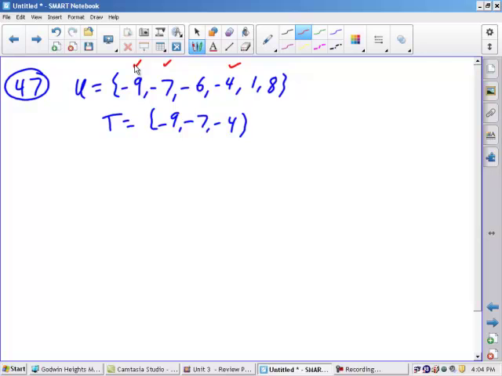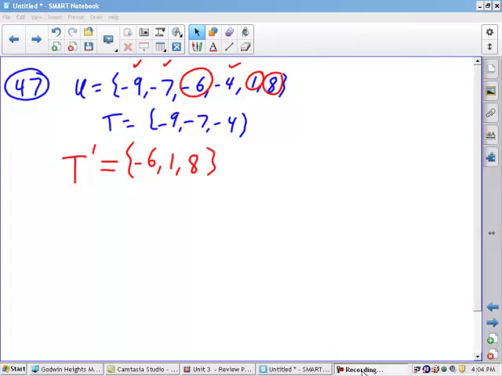So it says, what is the complement of T? That's all the ones that were not included in that. It's all the numbers that I just circled. So you'd represent that as T prime, or the complement of T, is equal to negative 6, 1, and 8. And that would be your answer. That's what the complement is.